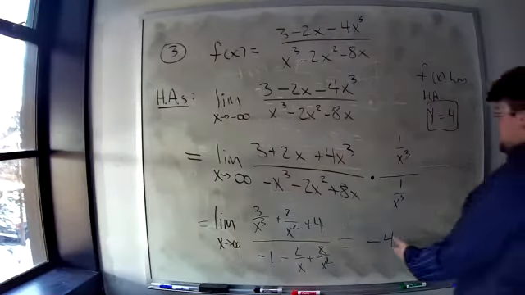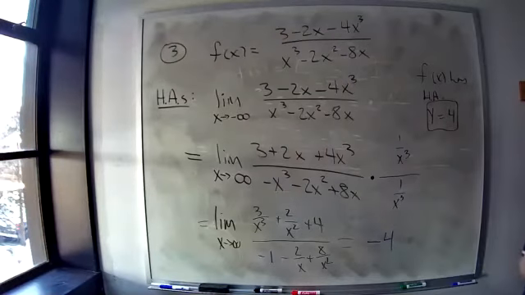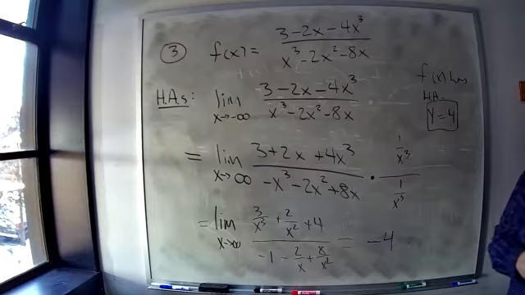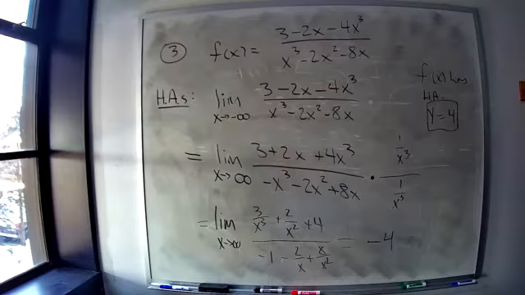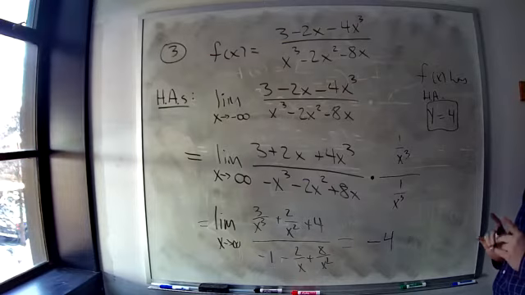If you got different numbers in your limits, you'd have two different horizontal asymptotes, but here we have just the one. Any questions about 3 part A? Okay.